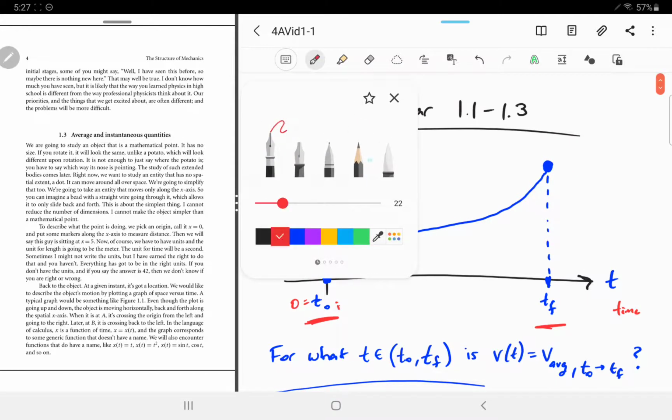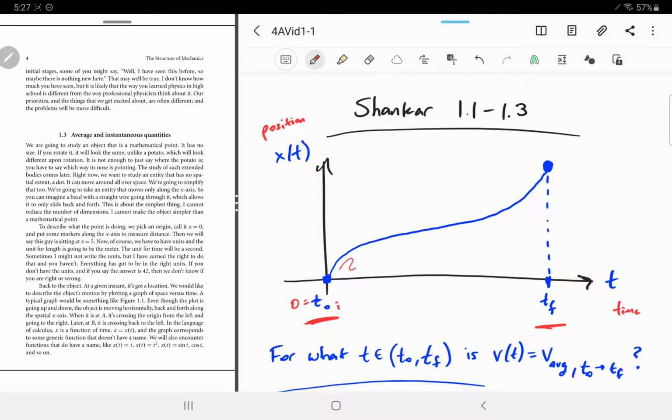So on this plot, if I draw a line, that's pretty good for me for a straight line. The slope of this line is v average for this particular time interval. Notice how if we picked a different value for the final time, we could get a different slope out of this, right? So the average velocity depends on which two times you choose, what the time interval is. So this v average is delta x over delta t for that particular interval.